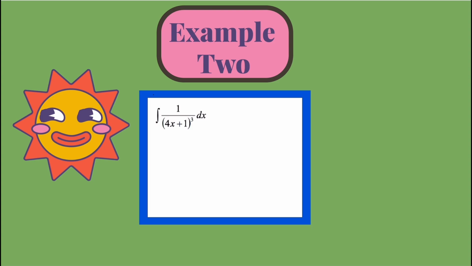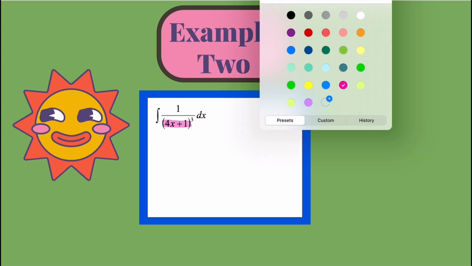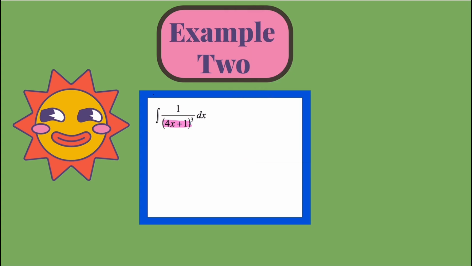Our problem is going to be the integral of 1 over (4x plus 1) to the 3rd dx. Our first step is going to be to find the inside. Luckily for us, it's within the parentheses and the denominator, so it's really easy to find. It's going to be the 4x plus 1. So let's go ahead and write that down. U equals 4x plus 1.